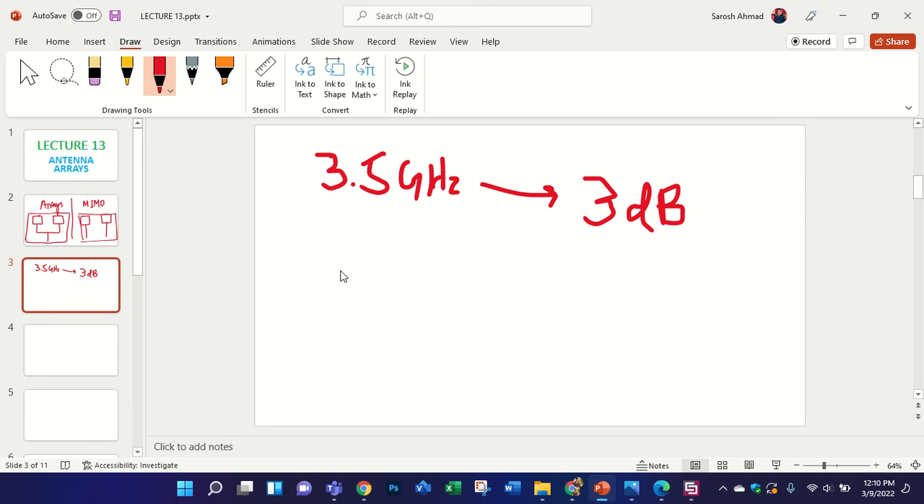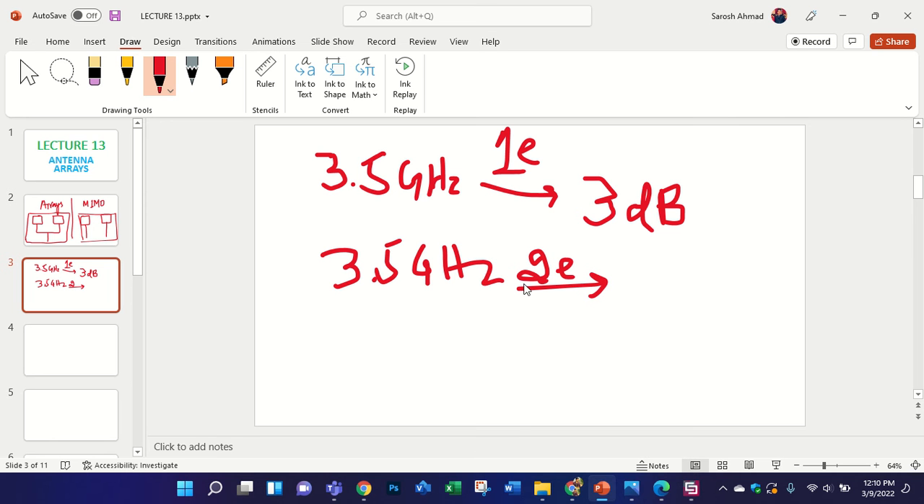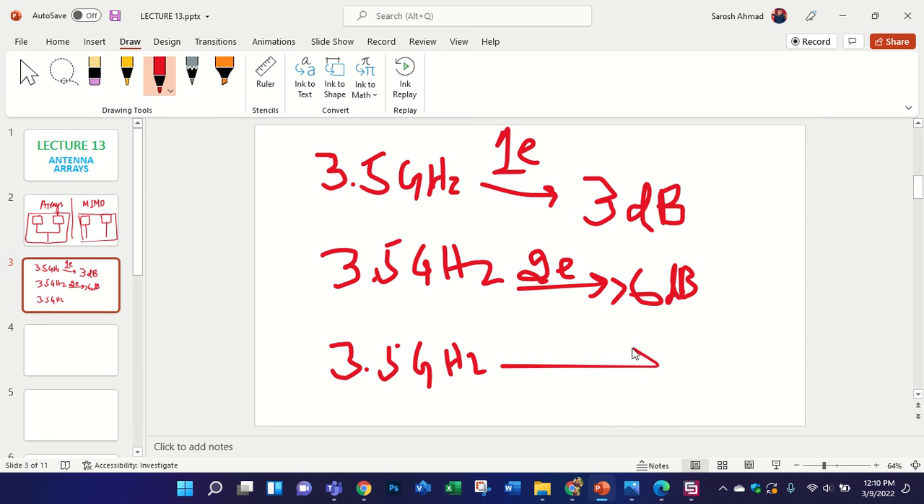And when you convert this single element, okay, and for example a two element antenna array, this is your two element antenna array, okay. And when you convert into a two element antenna, your gain will increase more, it will become double or more, okay. It can be greater than 6 dB, okay. And when you convert into a four element antenna array, okay, it will increase more, more than 10 dB, okay.